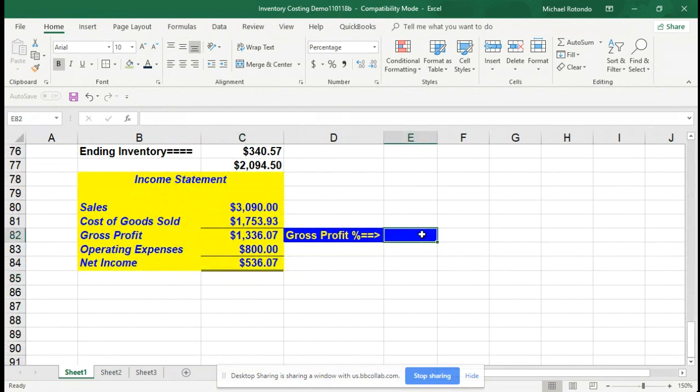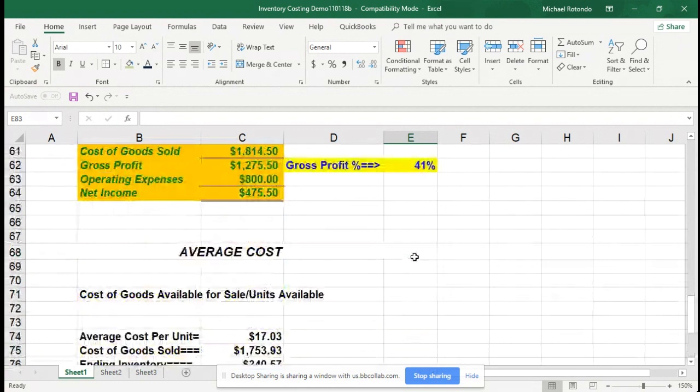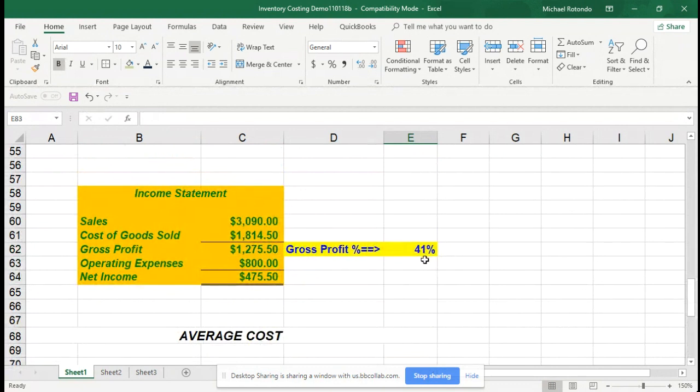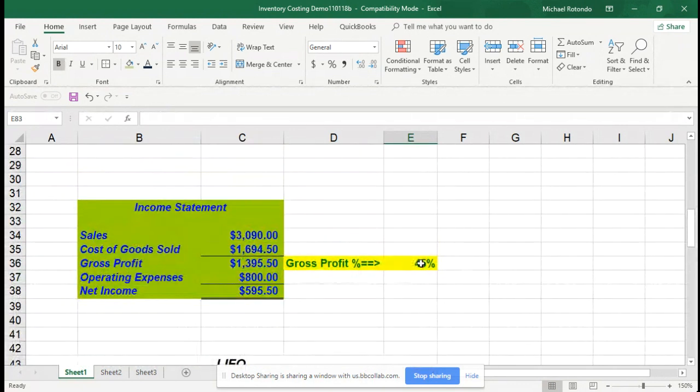So our percentage should also fall in the middle, our gross profit percentage. So we're going to take our gross profit and divide it by sales, and we're going to get 43%. Under LIFO, we had 41%. And under FIFO, we had 45%. So you can see that it matters what inventory costing method we use.